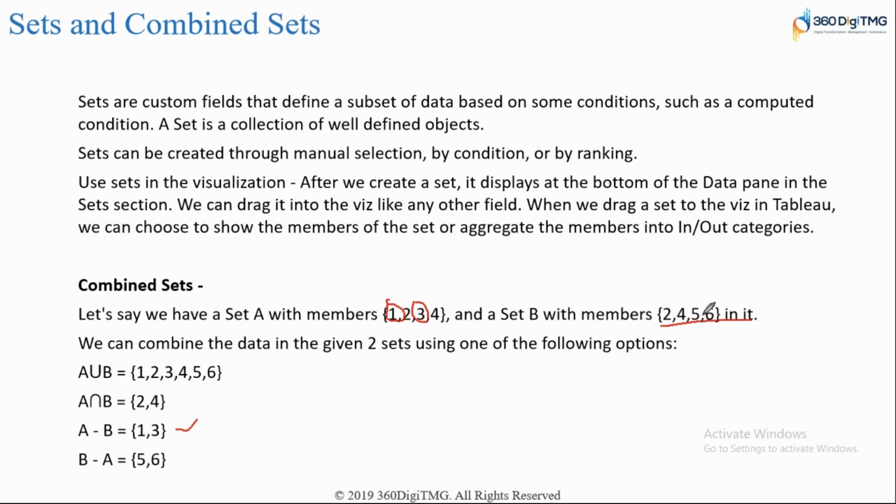B minus A is the other way around. Data that is present only in B but not in A. That is 5 and 6.